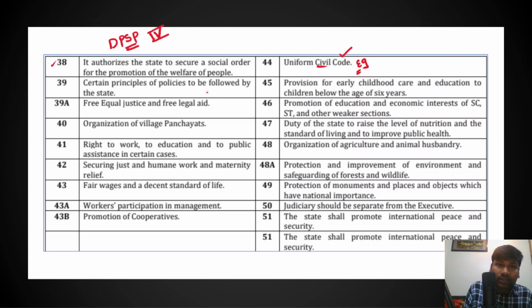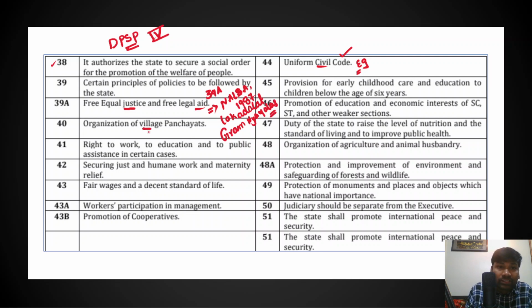Now Article 39, it talks about what? It talks about equal justice and free legal aid. Similarly, in order to achieve this goal, the parliament has passed the NALSA Act, the National Legal Services Authorities Act, in the year 1987. And in fact, Lok Adalats have been established for achieving the goal of equal justice and free legal aid, and Gram Nyayalayas have also been established. So you could also mention that as an example, right?